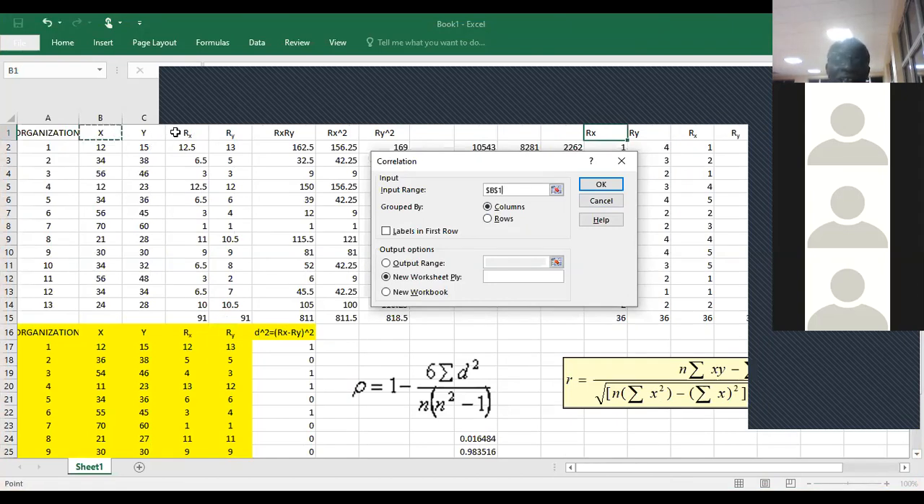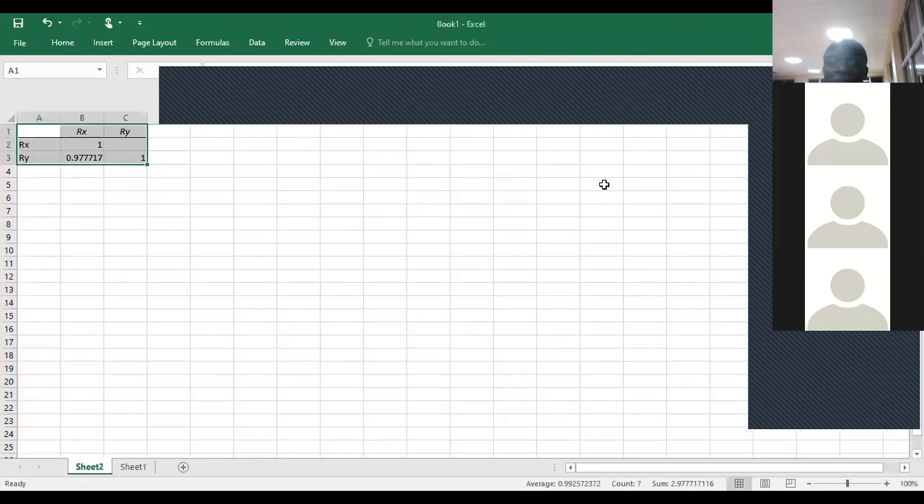So these are the ranks. I just want to show you something here. These are the ranks, and then, of course, the labels are in the first output. The rest of the things you leave as is. And in the column, I run this. Look at what I've gotten. 0.997. Are you seeing the value?